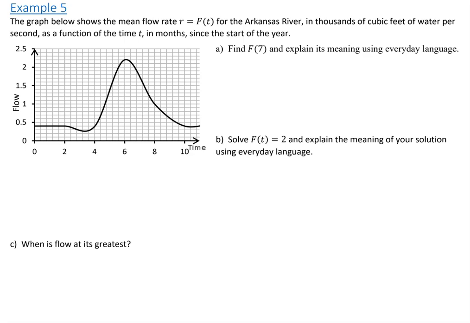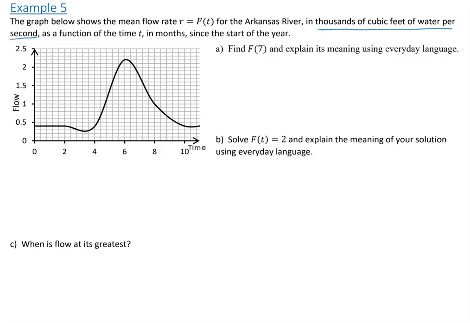Everyone, let's look at an application problem involving graphs of functions. So in this problem, we are given a graph, and it is telling us the flow rate of the Arkansas River in thousands of cubic feet per second as a function of time t in months since the start of the year. First thing we're looking for is f of 7.